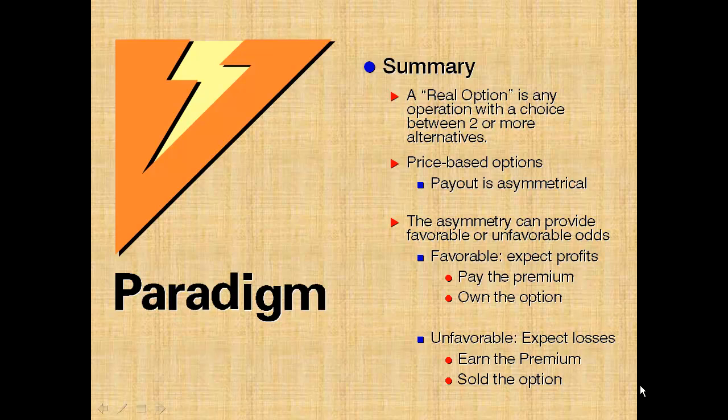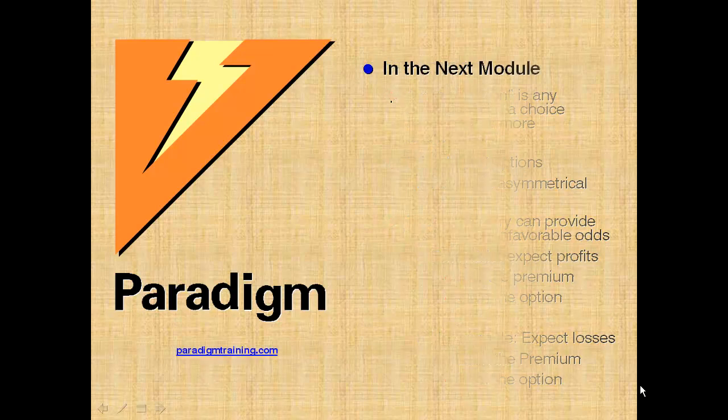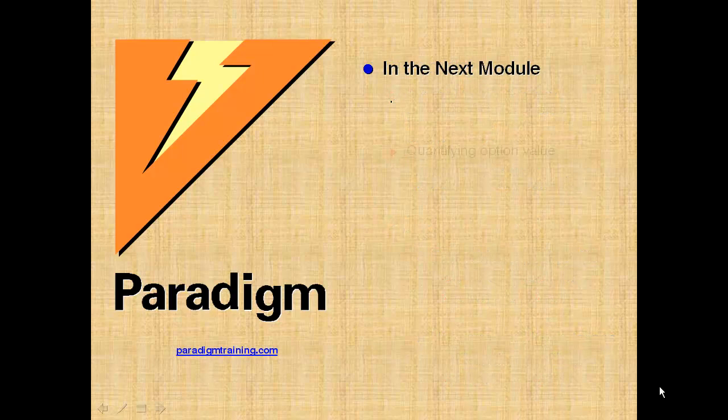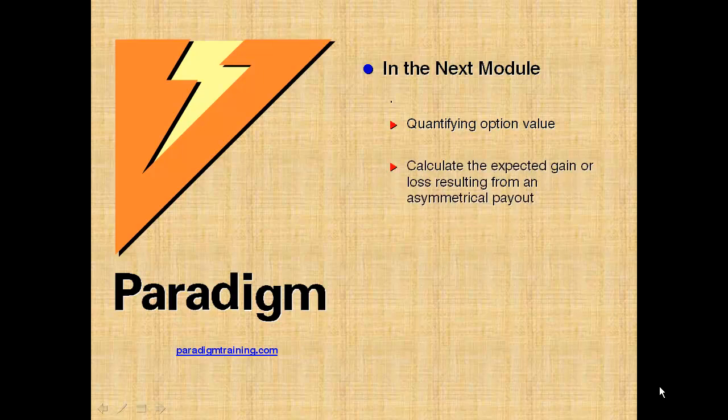In the module that follows, we will put some numbers on these concepts, actually quantifying option value. The asymmetrical payouts result in either expected gains or expected losses. We will actually calculate that by introducing the concept of volatility, and we'll see how price dispersion determines option premiums.